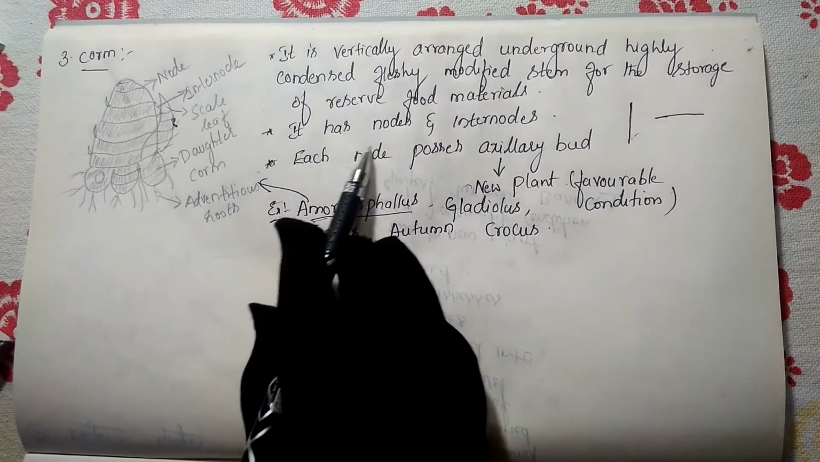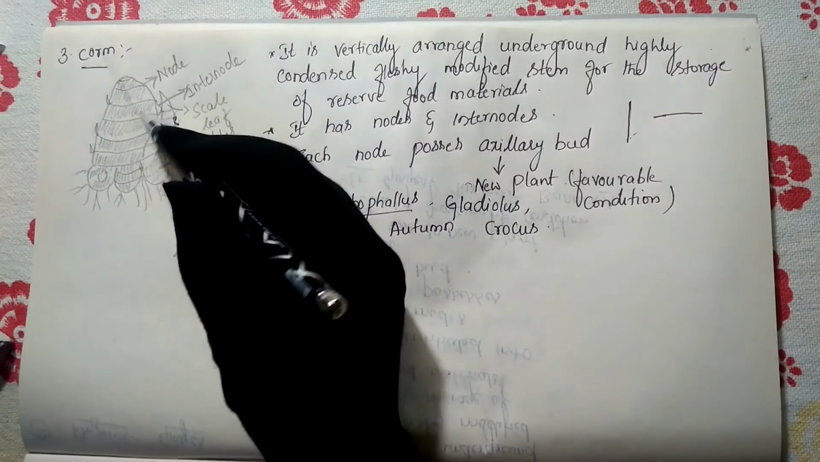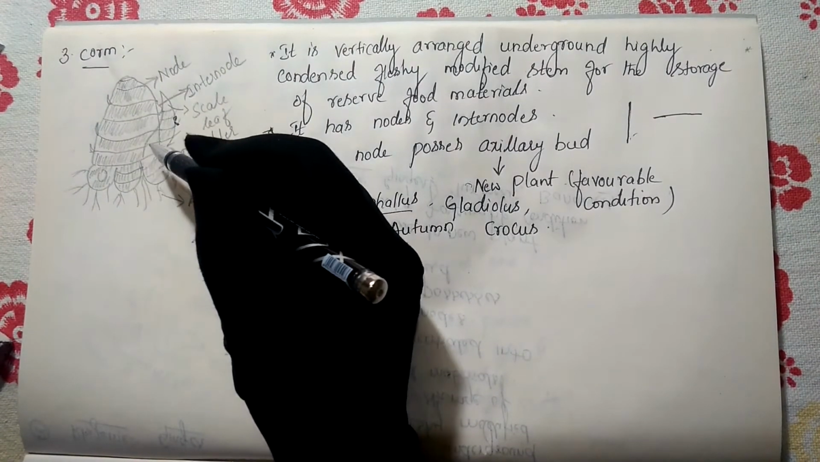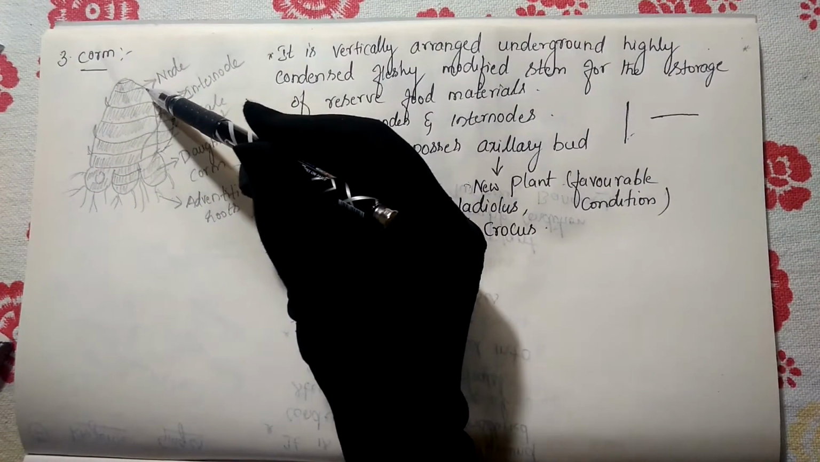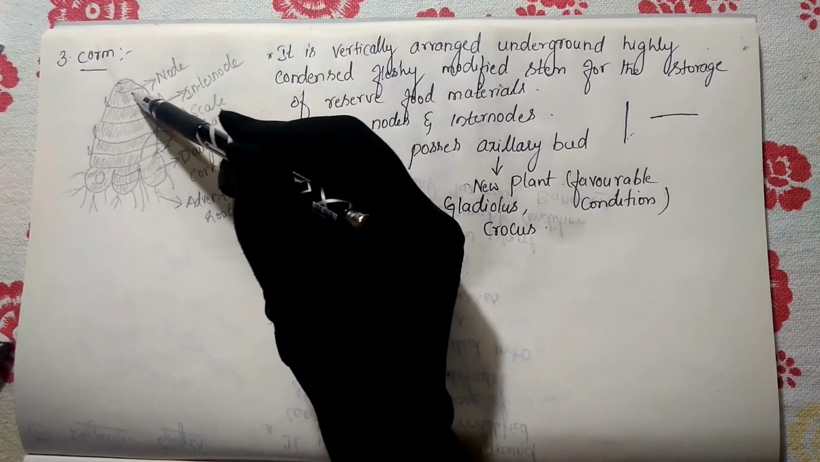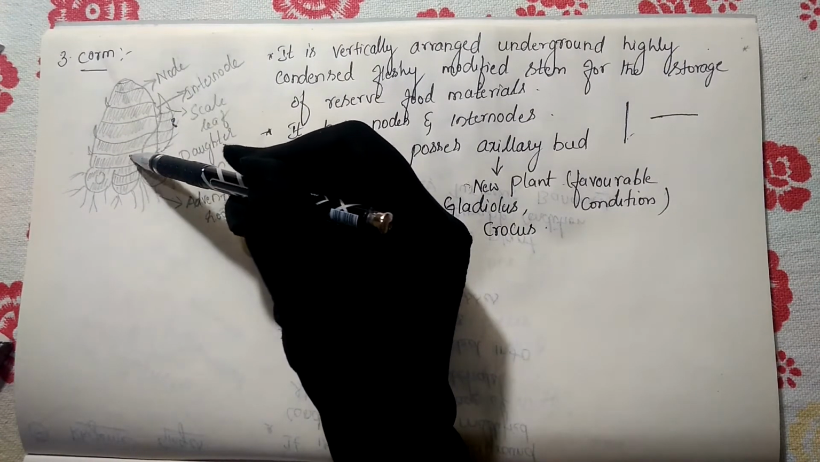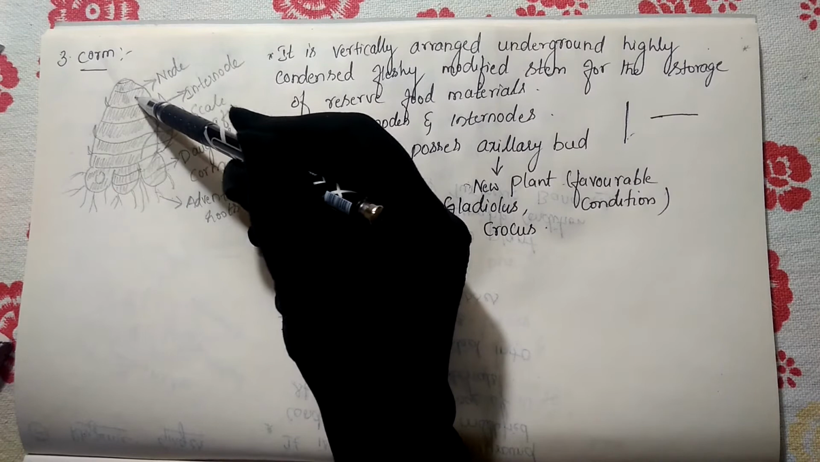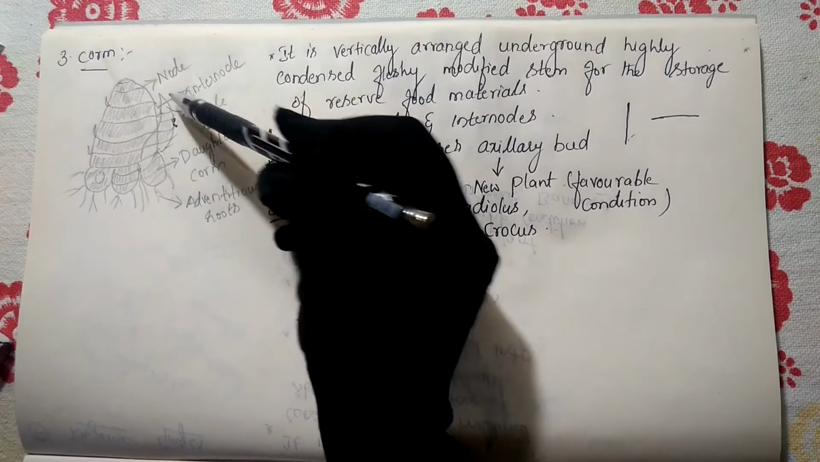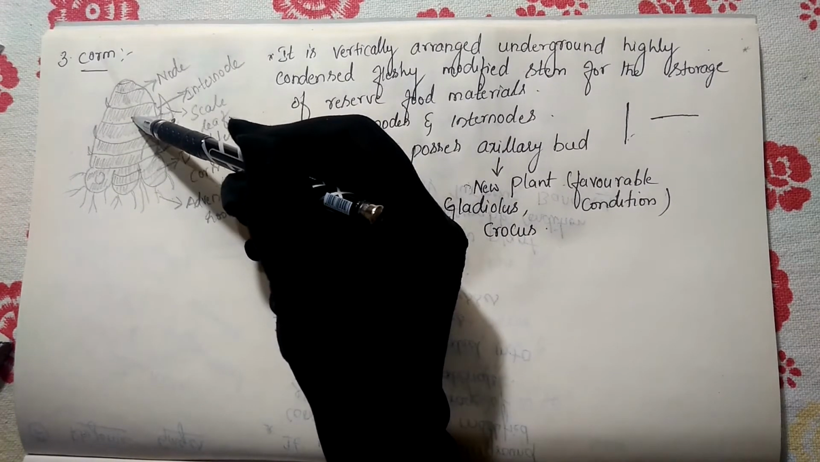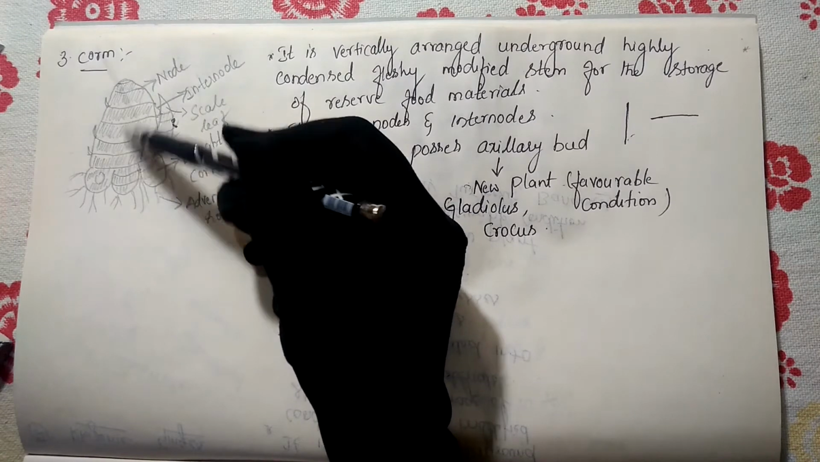Next, it also has nodes and internodes. Like ginger had nodes and internodes, in the same manner this also has nodes and internodes. The lines you are able to see here are nodes, and the gap present between two lines we call an internode. This is an internode, this is an internode.